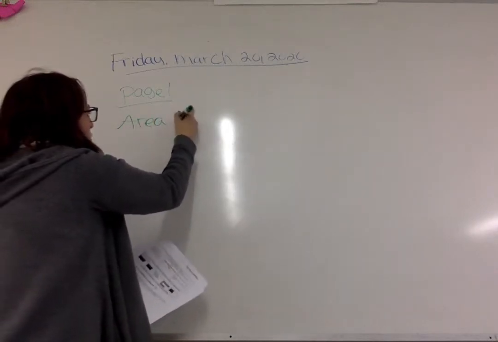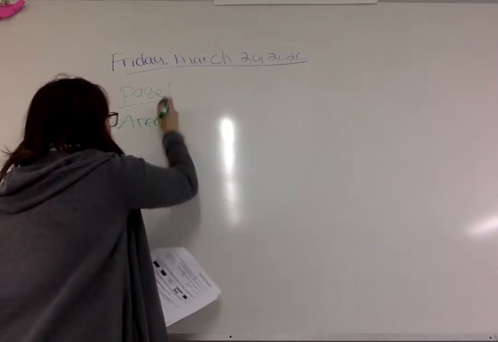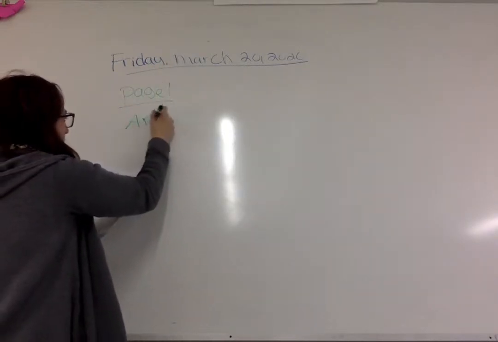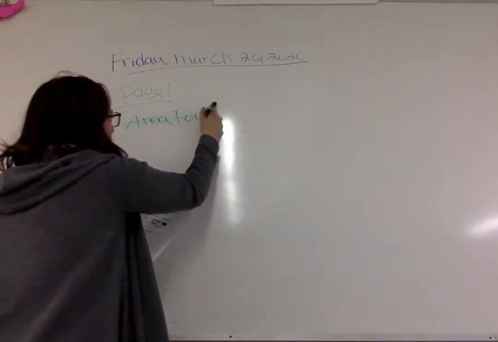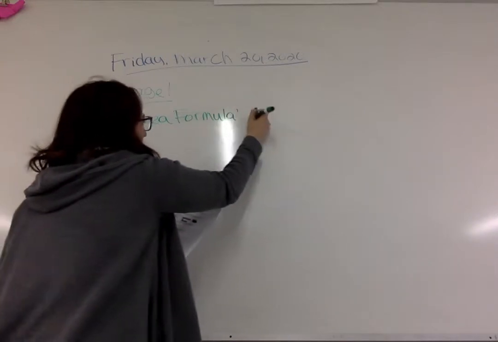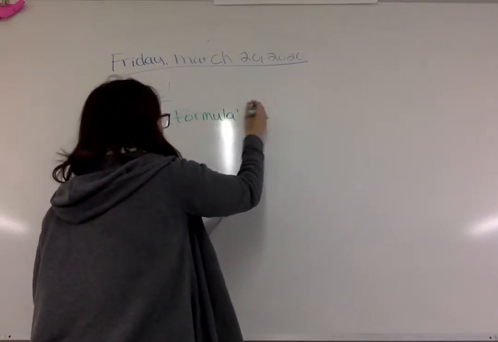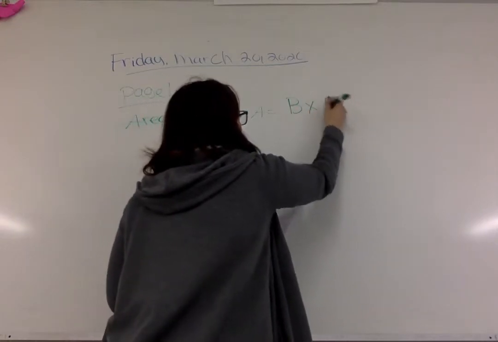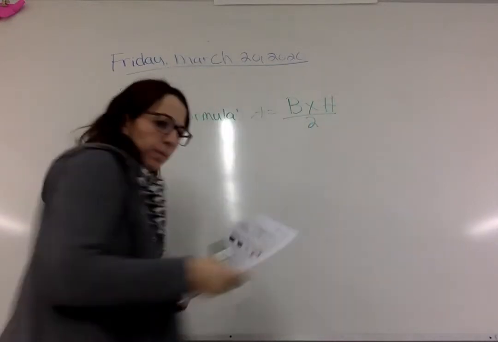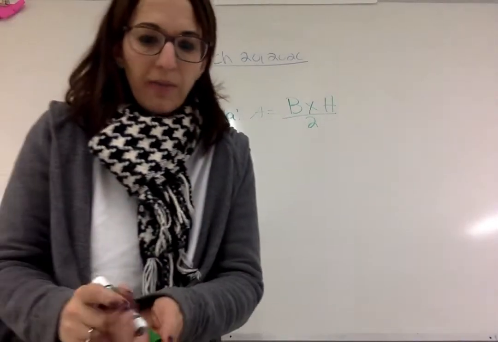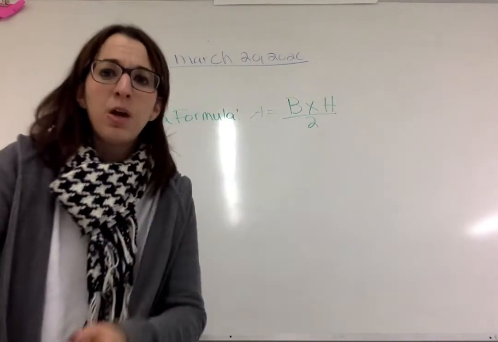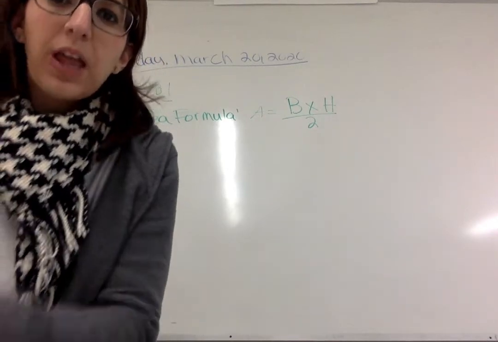The area formula of a triangle says base, actually, let me rewrite that, where it says area formula. You're going to write area equals base, which is B, times h for height, divided by 2. Now, from the question, I'm going to identify, which means name, the numbers that go with the letters.